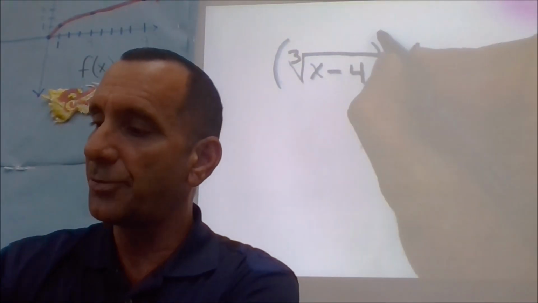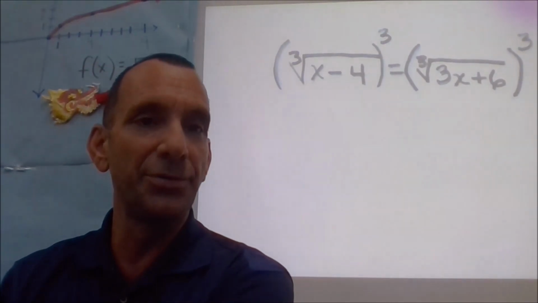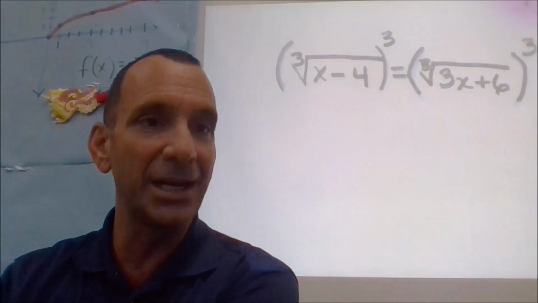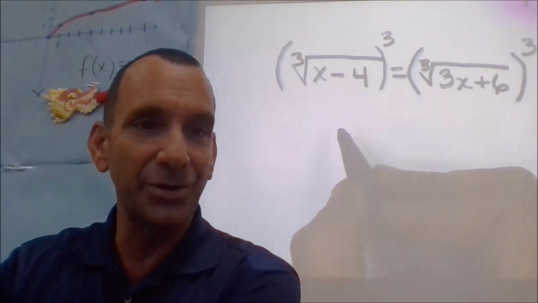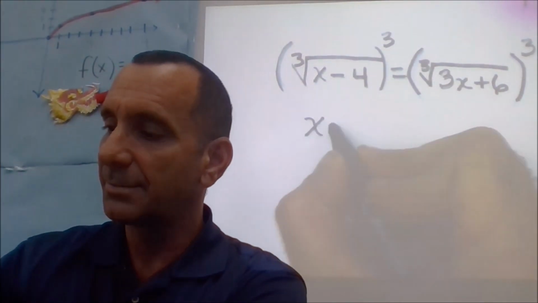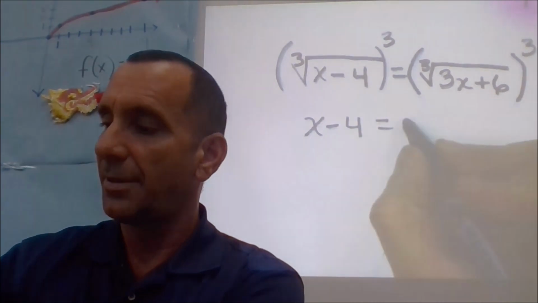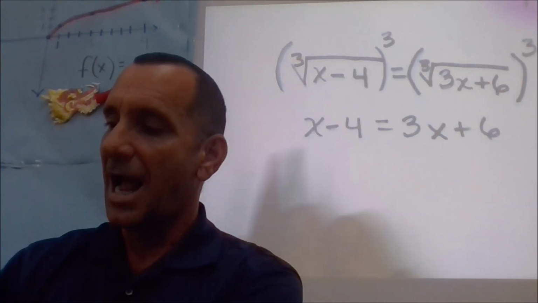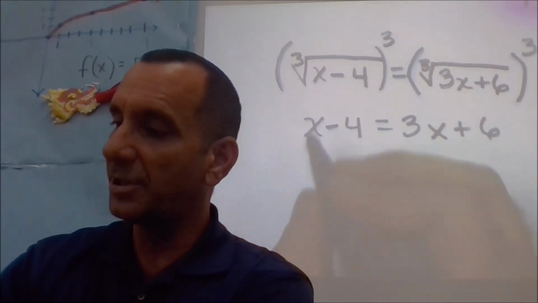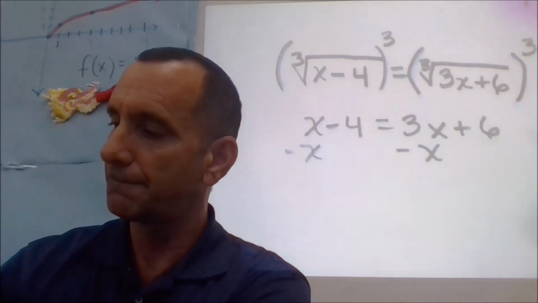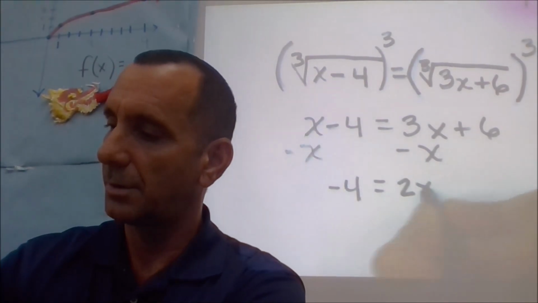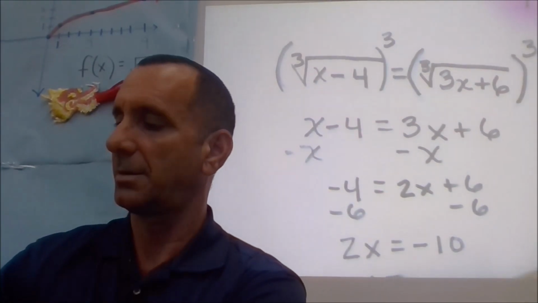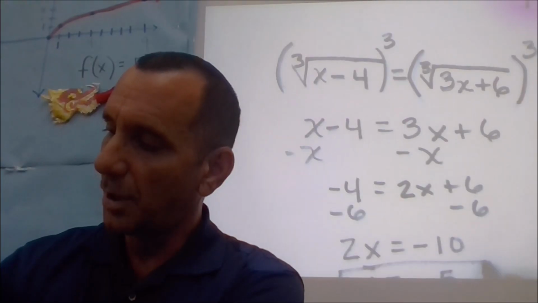And because it's on both sides, we can cube both sides. Well, this makes the problem really simple because when you cube a cube root, the radical disappears. So we have x minus 4 equals 3x plus 6. I think you can finish solving that pretty easily. And you are good to go.